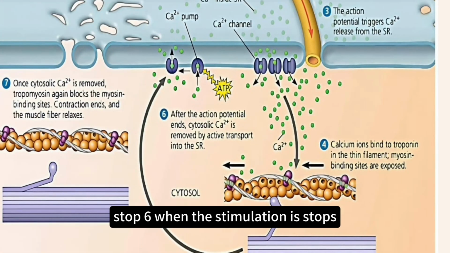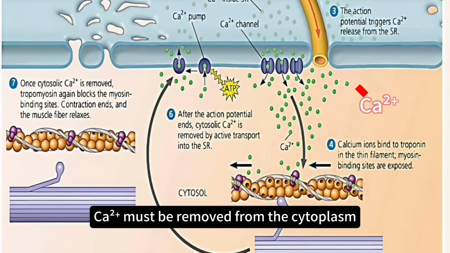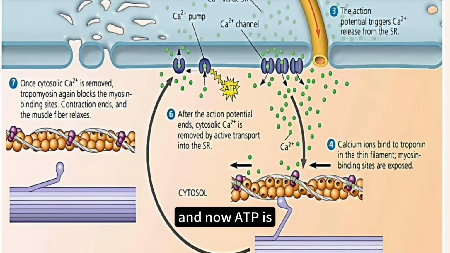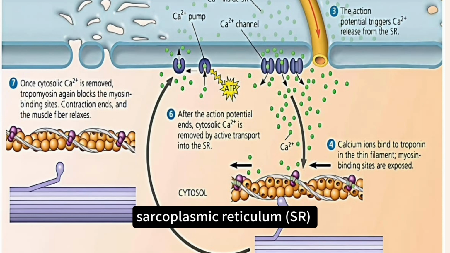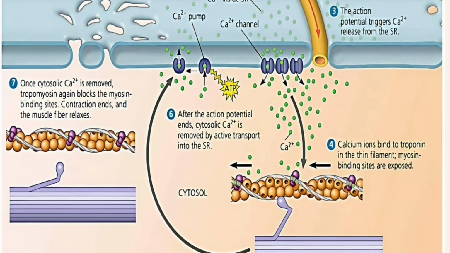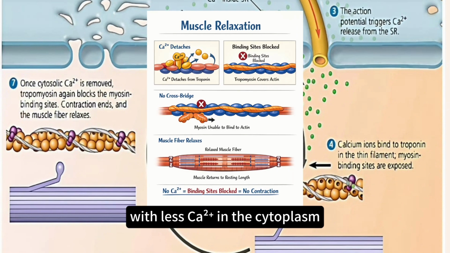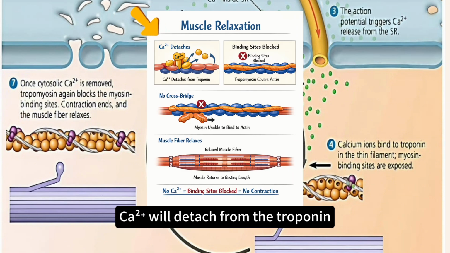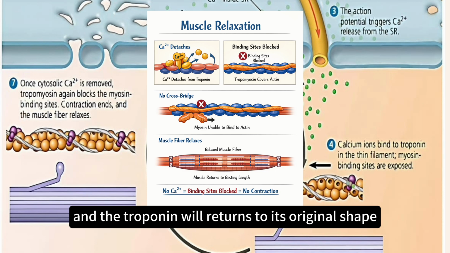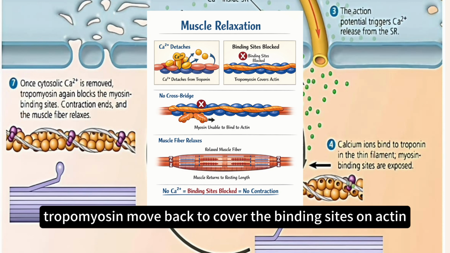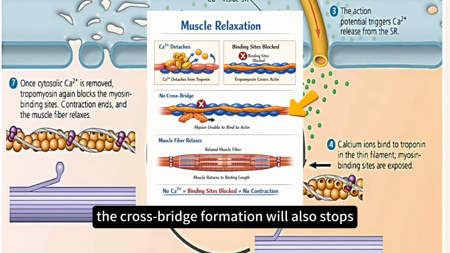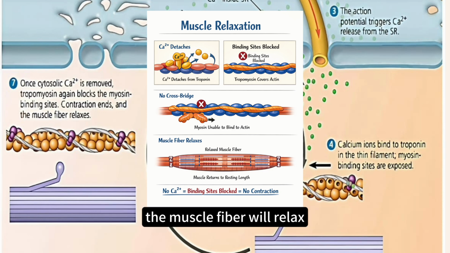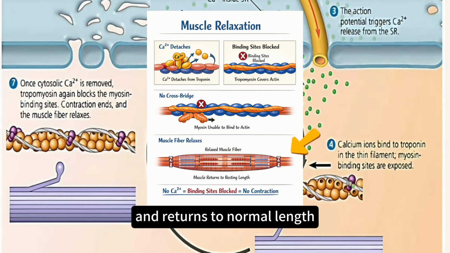Step 6. When the stimulation stops, Ca2+ must be removed from the cytoplasm. And now, ATP plays an important role in actively transporting the Ca2+ into the sarcoplasmic reticulum. Lastly, with less Ca2+ in the cytoplasm, Ca2+ will detach from the troponin, and the troponin will return to its original shape. Tropomyosin moves back to cover the binding sites on actin. Therefore, myosin can no longer bind. The cross-bridge formation will also stop. The muscle fiber will relax and return to normal length.